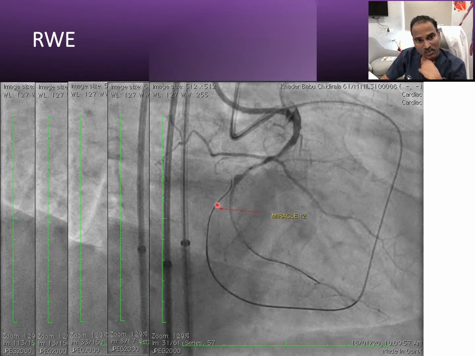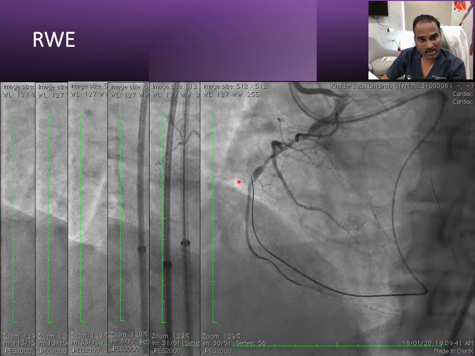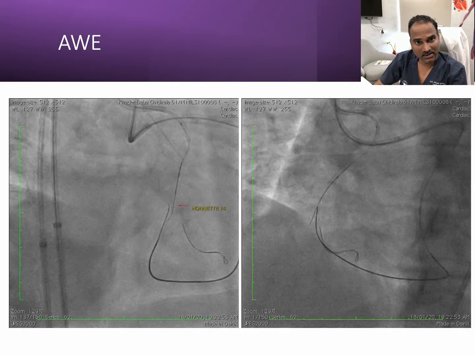Miracle 12 advanced beyond the point where Gaia 3 was stuck, but it was not able to penetrate the proximal cap and get into true lumen. So this is when we decided to go ahead with antegrade wiring. You can see there is an antegrade Ampliger catheter with a wire into side branch. So it's an anchor wire just to give support to the guide. We also placed a balloon as a kind of anchor balloon for antegrade wiring support.